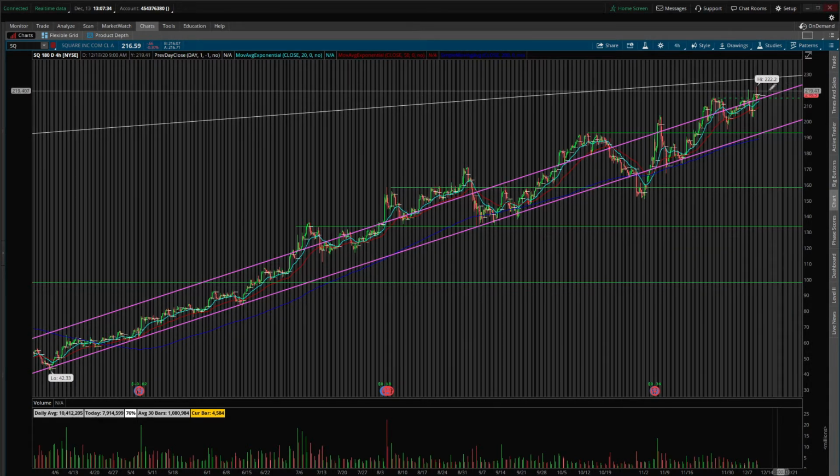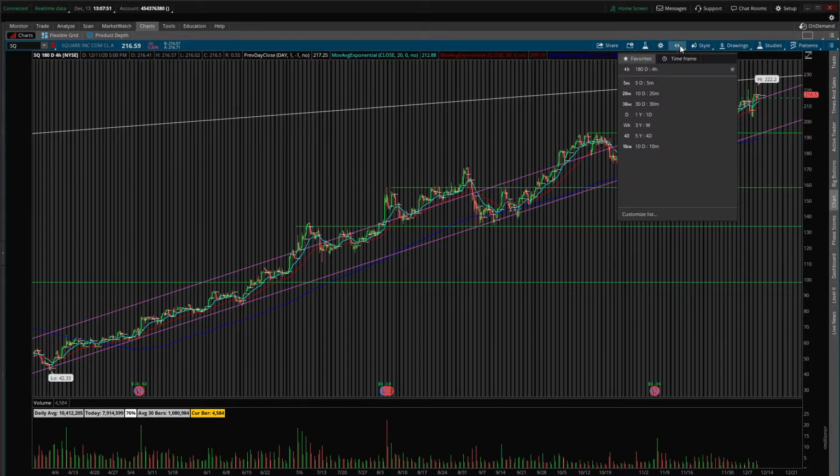So I'd expect us to consolidate again and then maybe look for another 30 more points over the next month or two, going up to 250. So those are my trends, my channels, my levels. That's what I'm looking at here. I'm going to zoom out a little bit to give you the full story here.